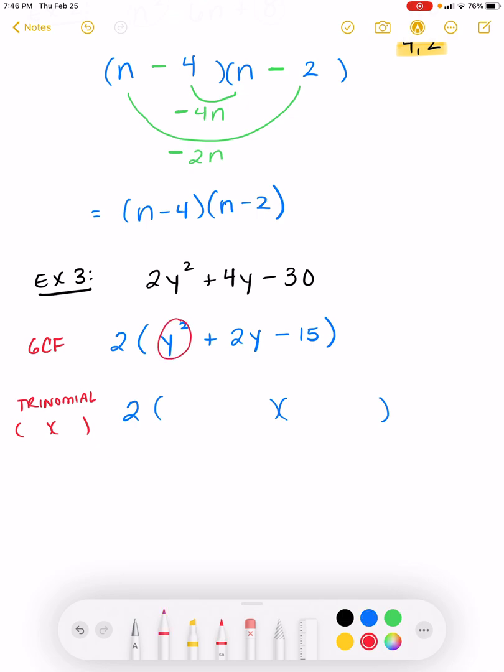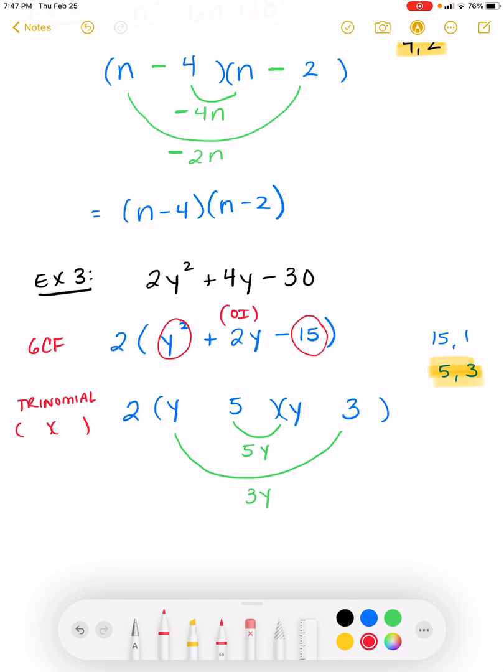Again, we take our first term and split it into y and y. And we take our last term, 15, and split it into its factors. Well, what multiplies to make 15? Obviously 15 and 1, but also 5 and 3. Which factors are not only going to multiply to make 15, but add or subtract to make 2? We're going to choose to use the 5 and the 3, okay? As I've been doing on the previous examples, the very last thing I do is figure out what the signs are. The outer is going to be the 3y and the inner is the 5y. And that is what is combined to make the 2y in the middle.